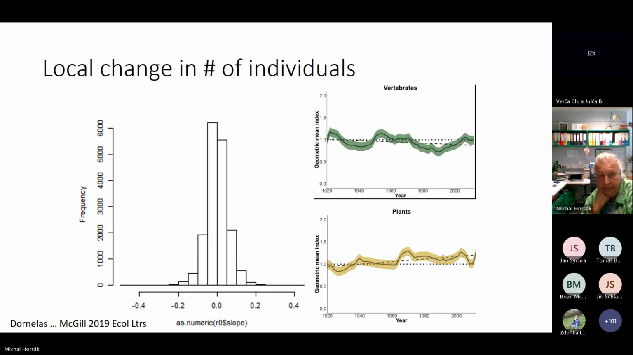Go ahead. This is a graph not at the community level, but the population level, a single species at a single site. And this is the trend in population size, abundance, through time. Take a look at that graph. It's a nice peak graph. Looks like a normal distribution centered on 0.